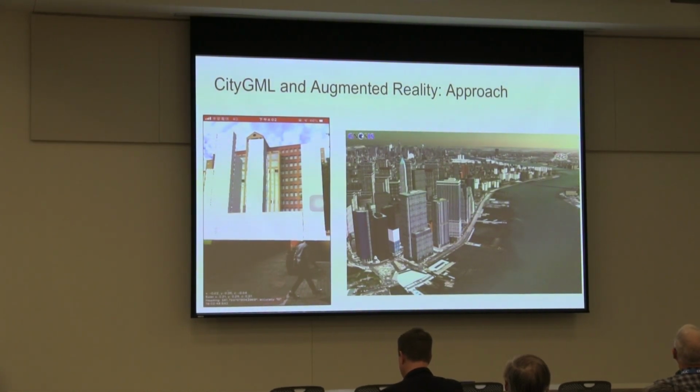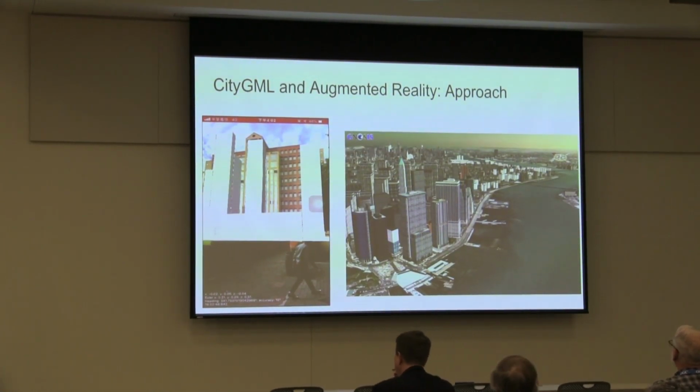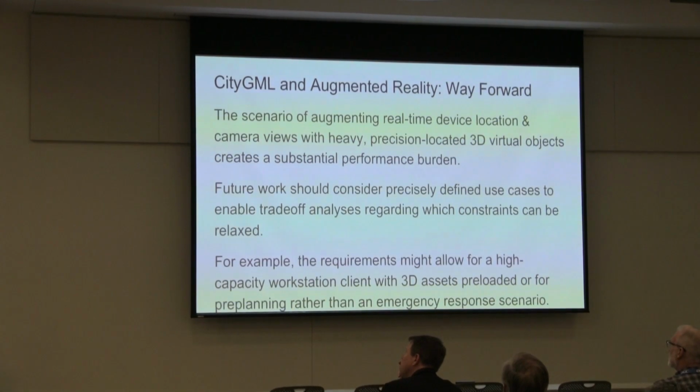The images show very early prototypes that are able to bring CityGML data and augmented reality together. That was on the left. On the right, you will see a better image. But there were very good advances in this regard.